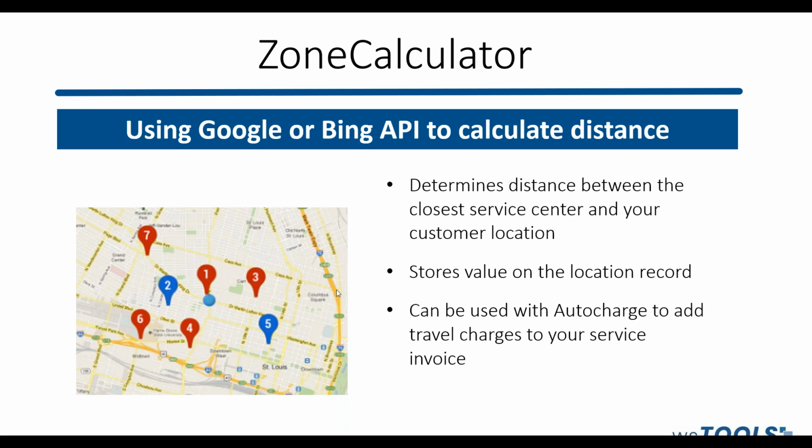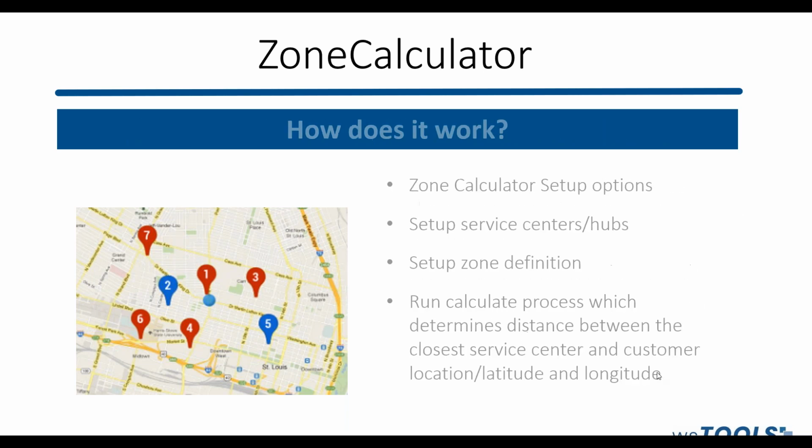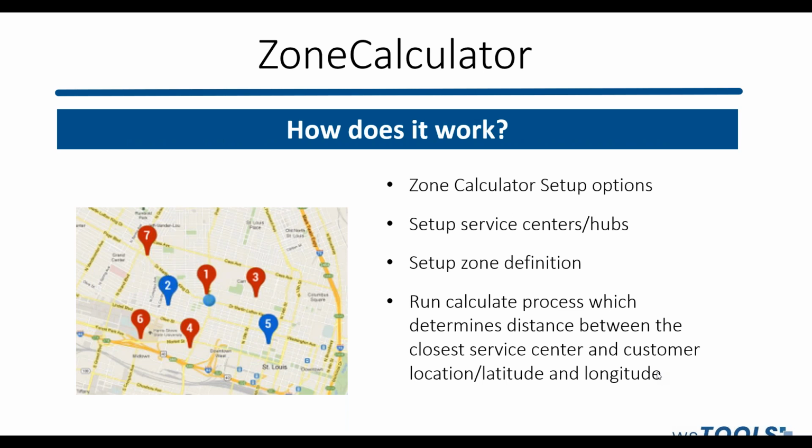I agree. So let's talk about how it works, and then we'll do a demo after we walk through the specifics. First off, you're going to have what we call Zone Calculator setup options. In there, you're going to specify, again, what are you using, Bing or Google? Then put in the API key that you get from Google or Bing. Some of those can be free or you can be paying for yours depending on how often you use it.